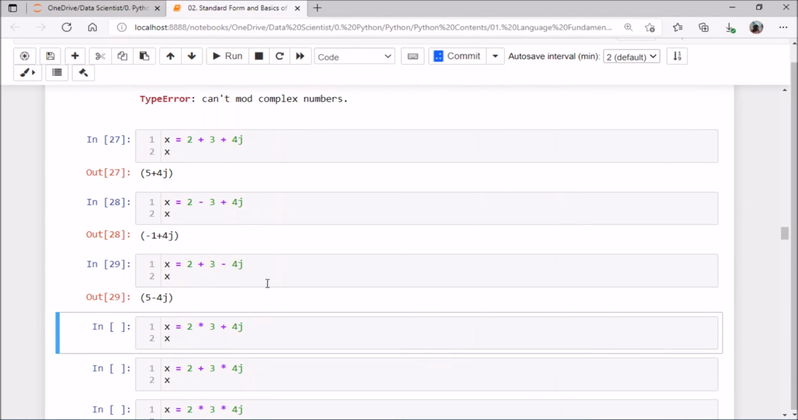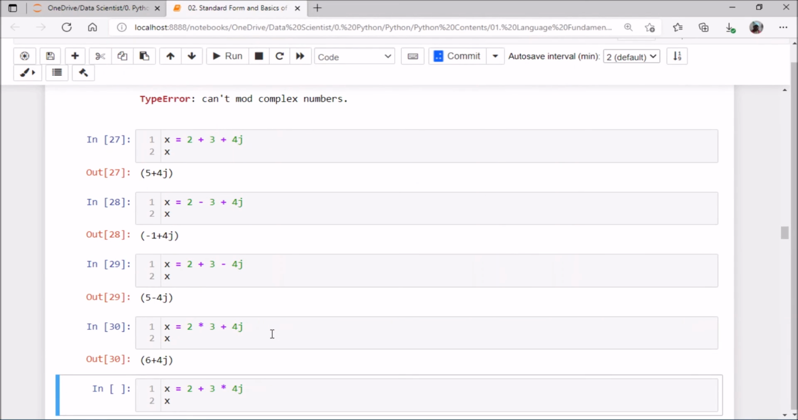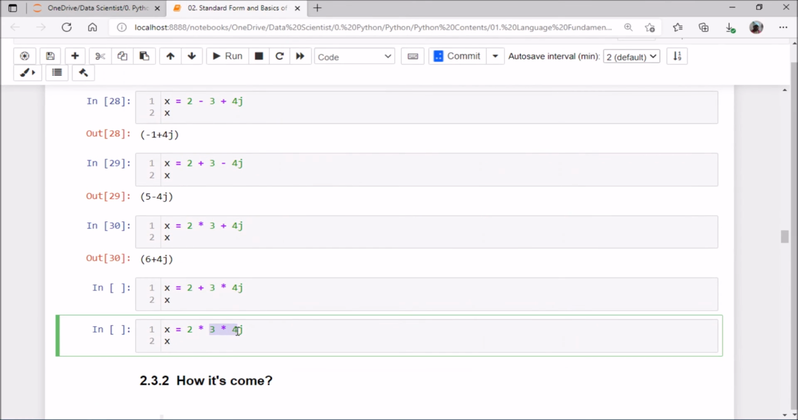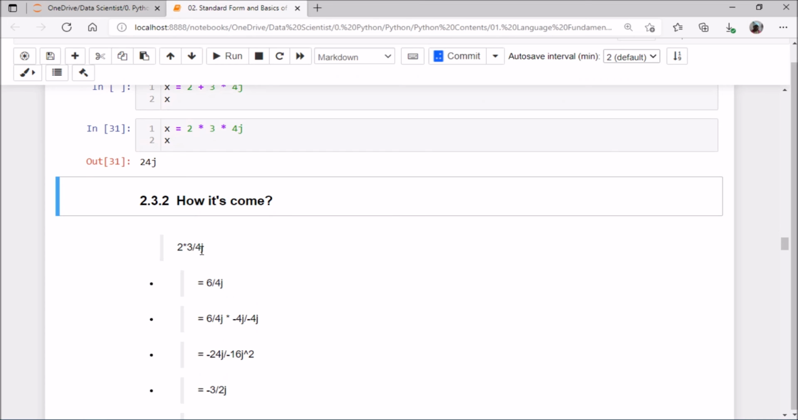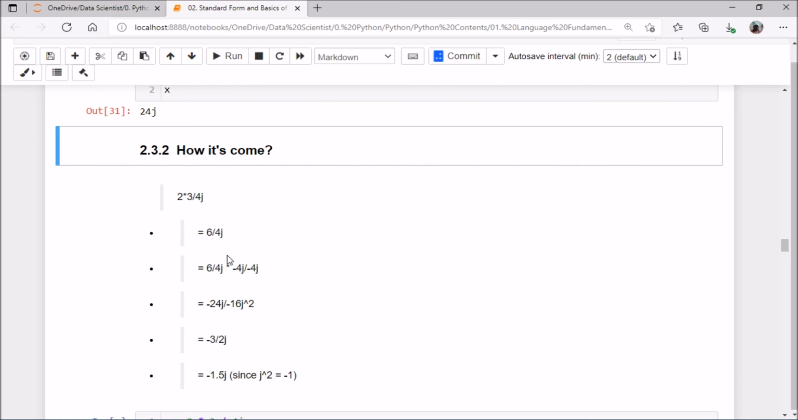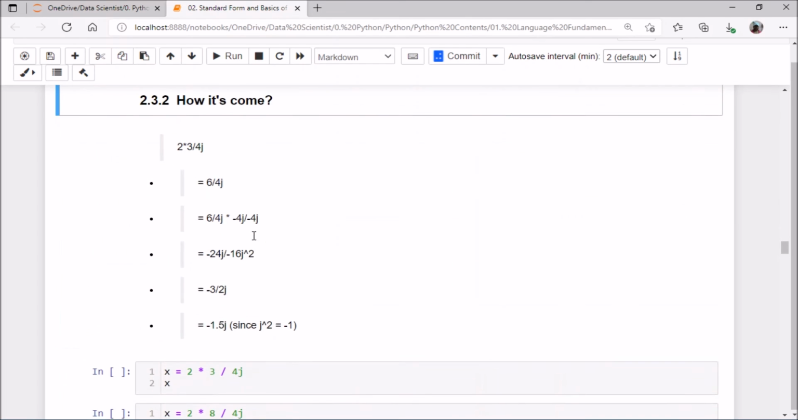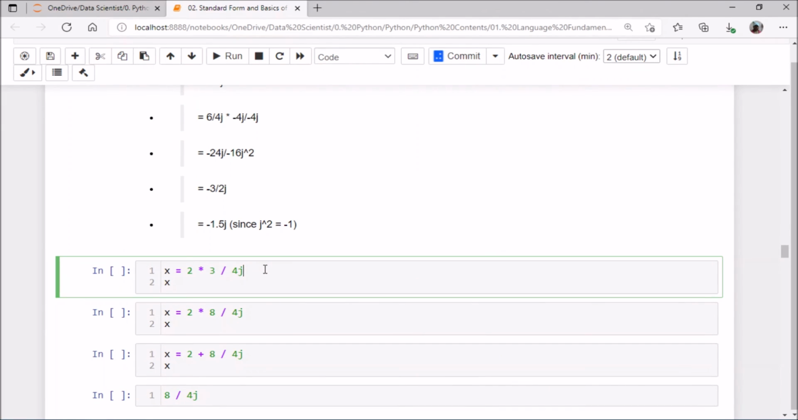Okay, and here first we have to apply the BODMAS concept you have learned. So which operator should we use first? First multiplication, then addition here. Okay, so 6 plus 4j it should be. And here first multiplication, and all are multiplications, so we can say 2 into 3 is 6, and 6 into 4, that is 24j. And same logic here, 2 into 3 divided by 4j. This is the division part of complex numbers. The same logic which I have explained above, we can apply here and we'll get the exact answer. So don't be confused.